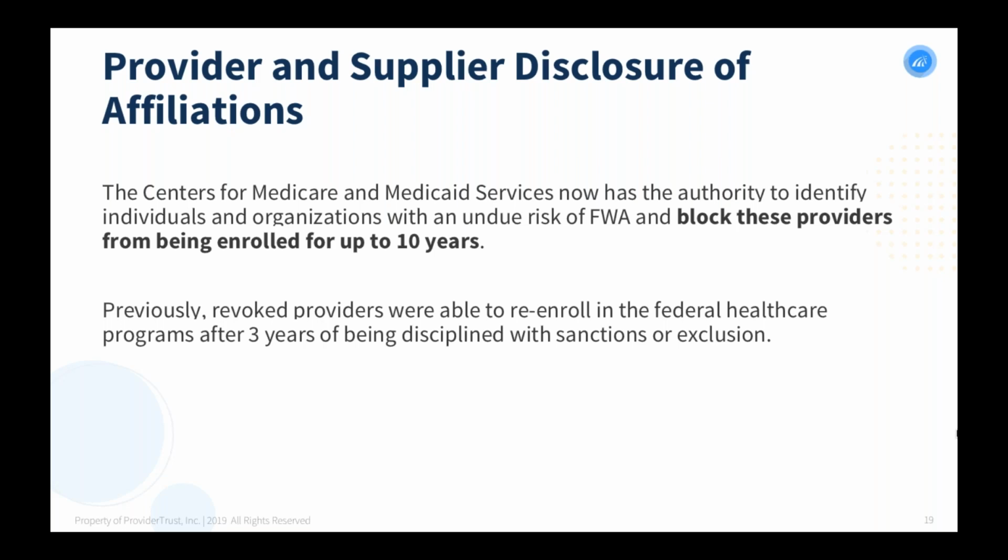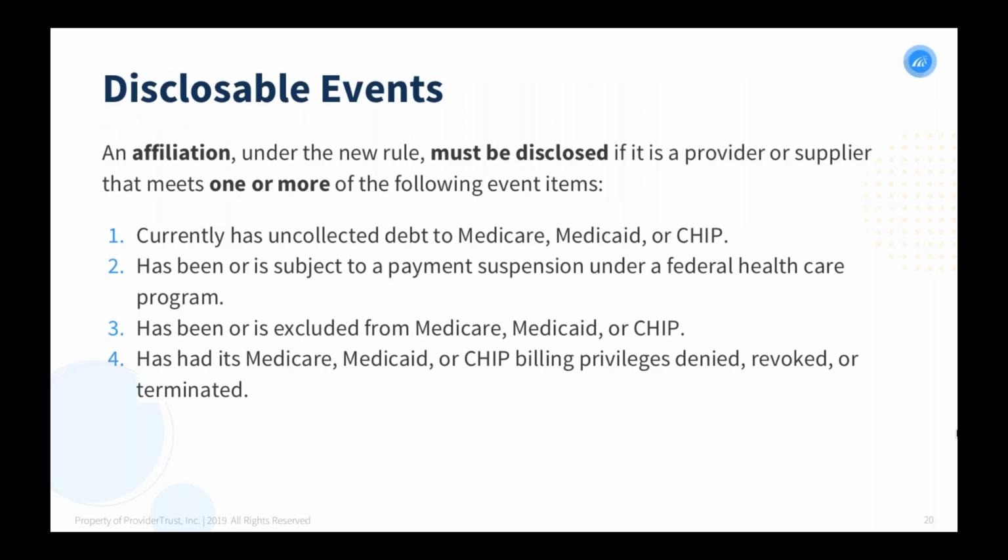Now it's going to be a 10-year bar. So they're getting serious and putting down the gauntlet here. So what is a disclosable event? That's a defined term under the rule. For an affiliation under the rule, a provider like yourself on this call must disclose if it is a provider or supplier that meets one or more of the following events or items.